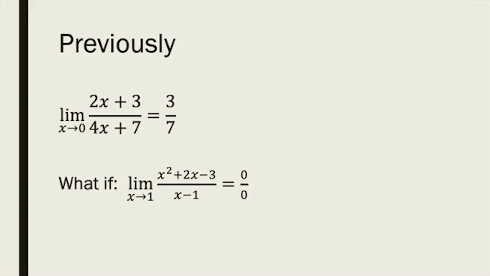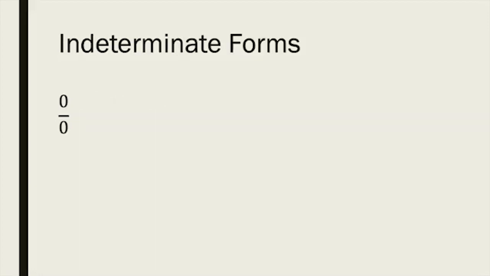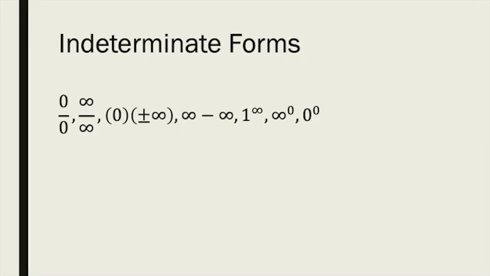Now, this 0 over 0, what does this mean? We can't get anything from this. But this is a type of indeterminate form. There's a few of them, one of them being 0 over 0. We also have infinity over infinity, 0 times positive or negative infinity, infinity minus infinity, 1 to the infinity, infinity to 0, and 0 to the 0. So when we have any of these forms, we want to convert them into one that will look like 0 over 0 or infinity over infinity so that we can apply L'Hopital's rule. So if you have any of these other types, you'll need to rearrange your limit.